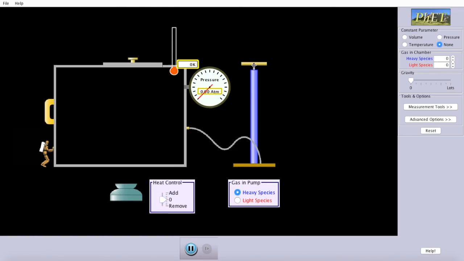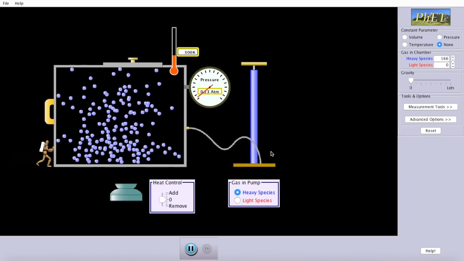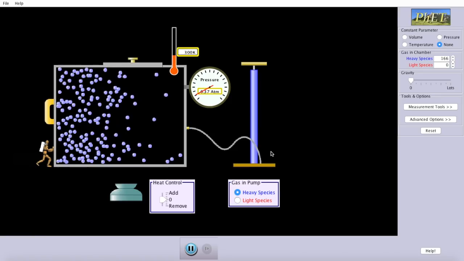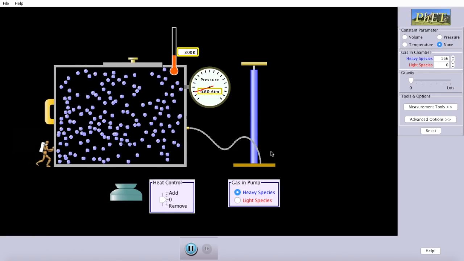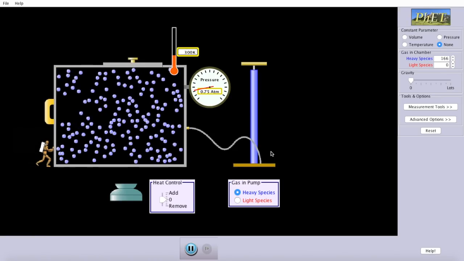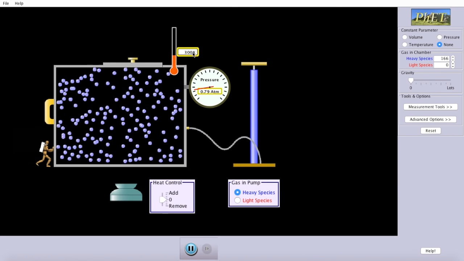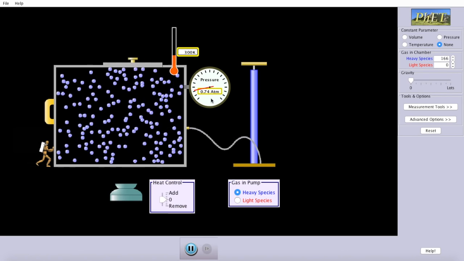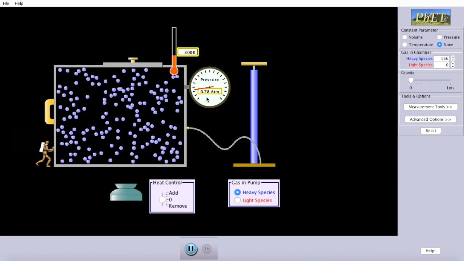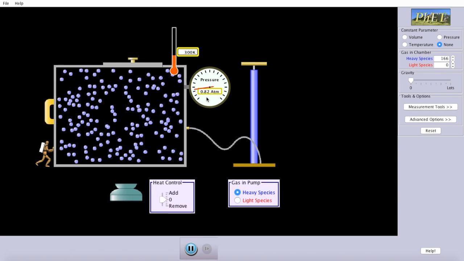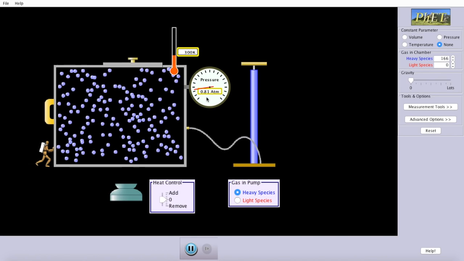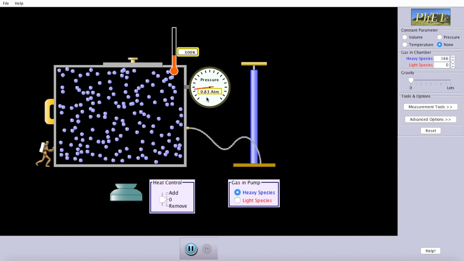I'm going to pump this one time, put some air into the tank. There, the gas molecules are represented by the little blue dots, and hopefully you notice that once they got in there, the temperature went from 0 to 300 Kelvin. The pressure has gone up to almost 0.8 atmospheres, and the volume has stayed the same at this point.